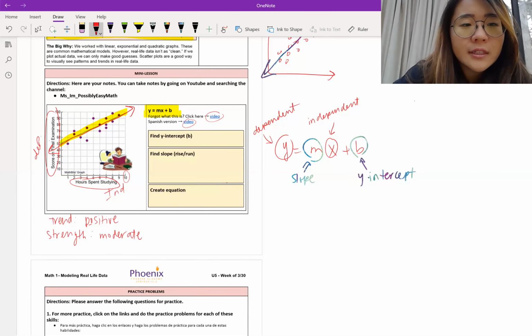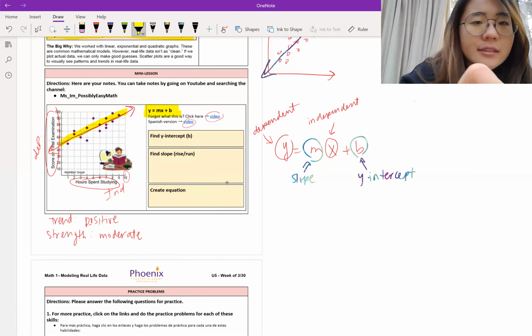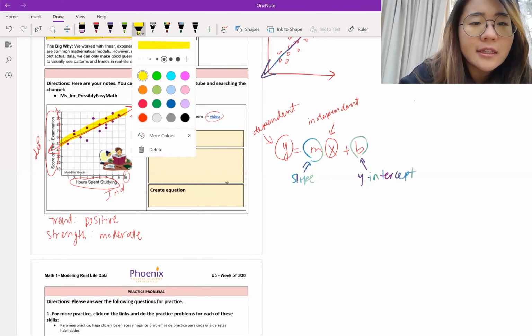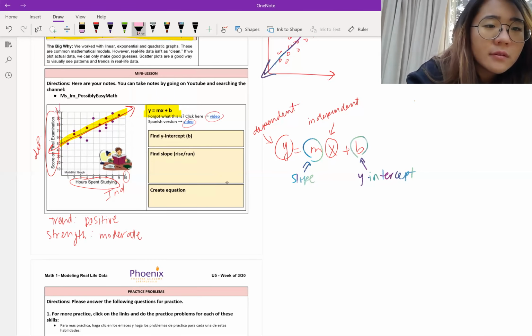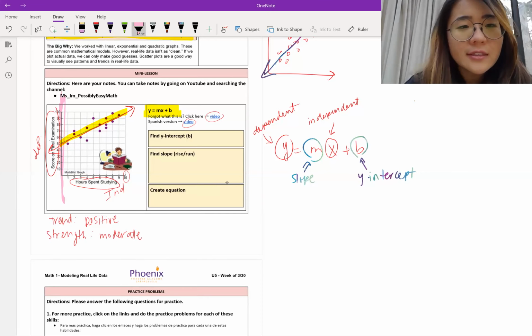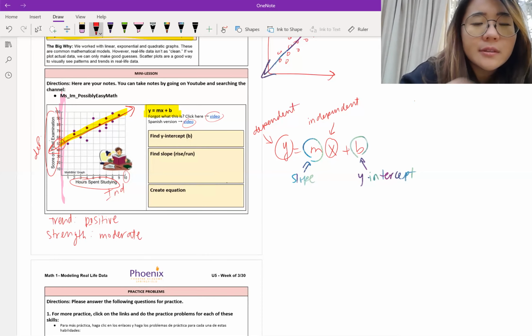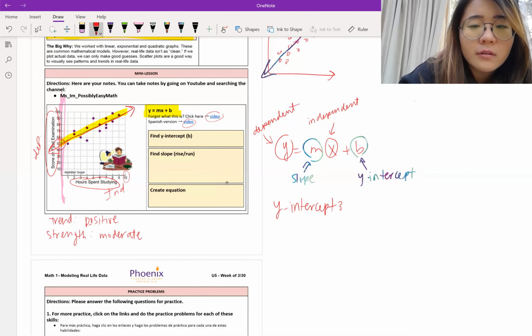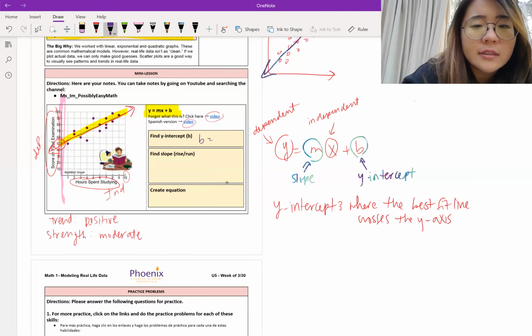Now, if I want to find the y-intercept, I just need to look at the y-axis. Where does the line cross the y-axis? In this case, the y-axis is pink, right, that's our y-axis. Where does our red line cross the y-axis? Right here, it crosses at 50. So our y-intercept, where the best fit line crosses the y-axis, basically our B is 50.